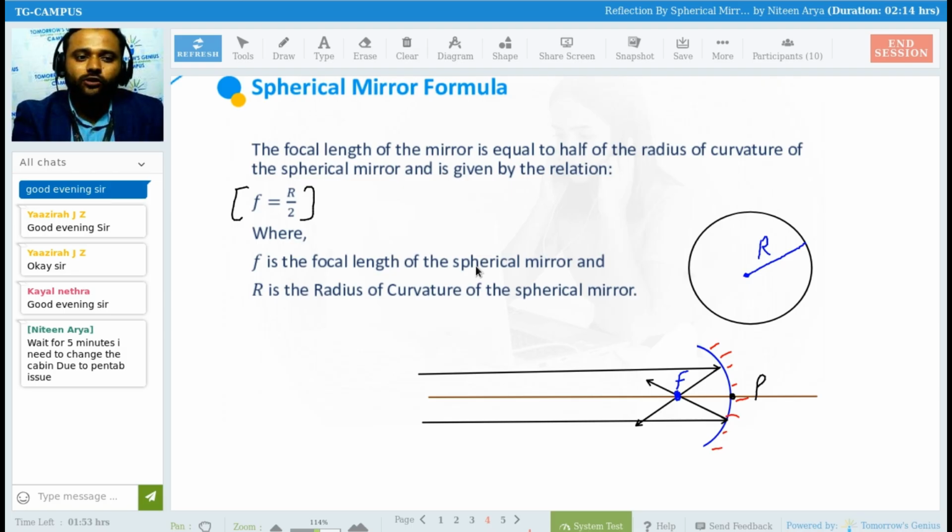If it is not clear, revise that concept. And please, beta, open your cameras, everyone. Again and again, I don't want to scold you, but believe me, I can do that.